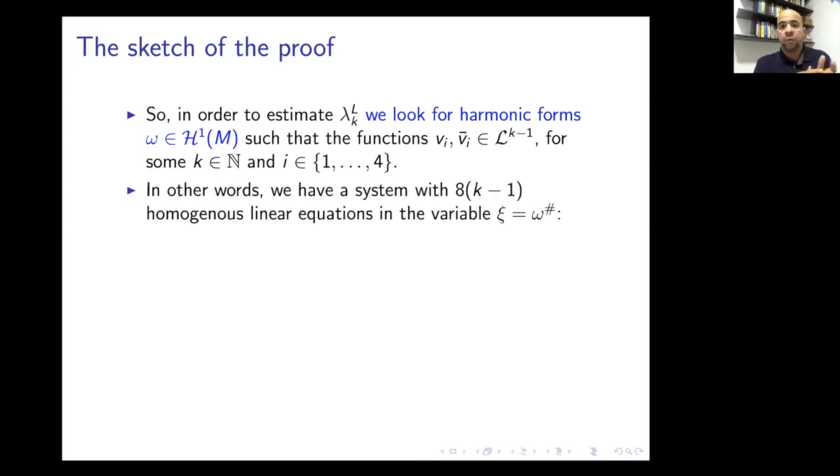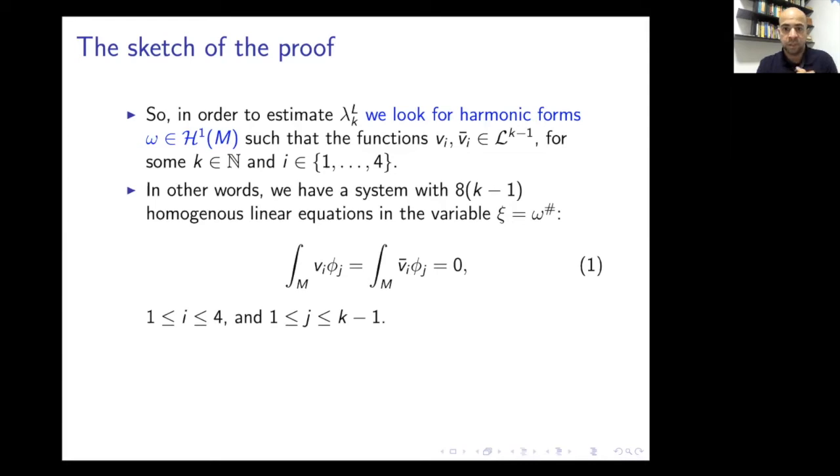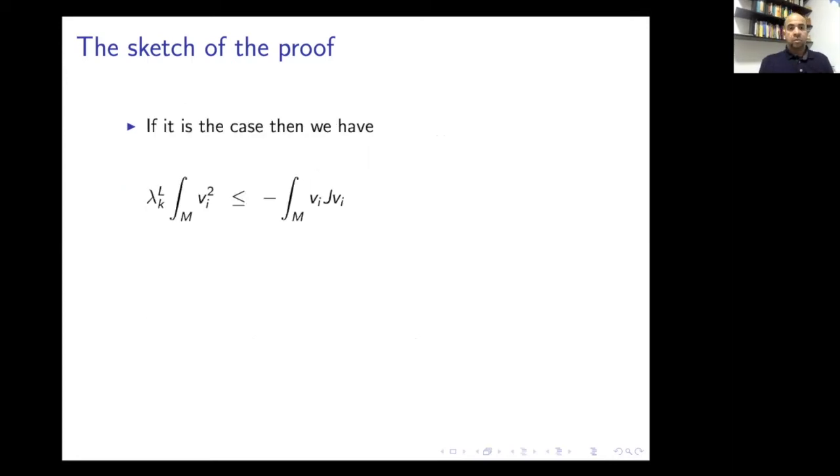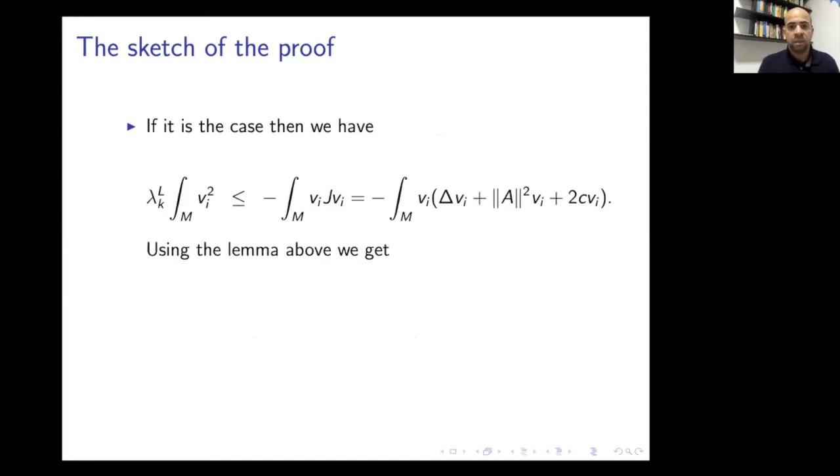In other words, we have a system with A times k minus 1 homogeneous linear equations in the variable C, the system 1 here. And so, if the dimension of the space of harmonic forms is bigger than the number of equations, then this system has at least one non-trivial solution. And so we conclude that Vi and Vi bar lie in the space L k minus one. If that is the case, then we can use the min-max characterization, and we get these inequalities, where J is the Jacobi operator here.